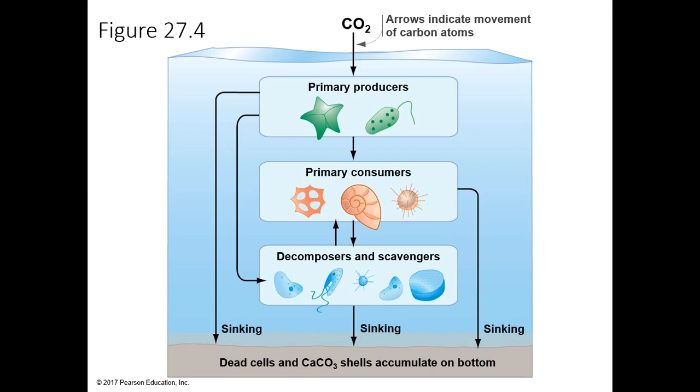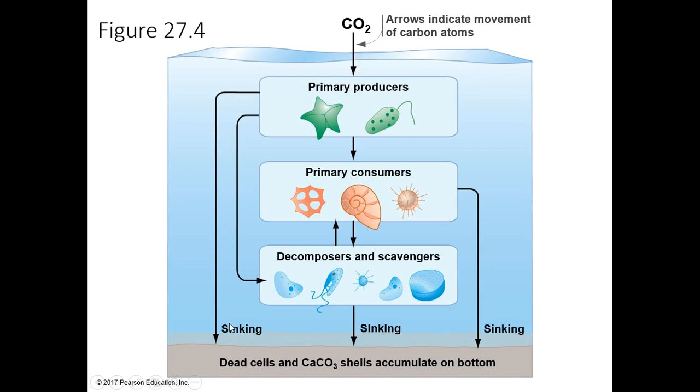Here's a look at kind of what I described here. So carbon dioxide goes into the aquatic environment, the primary producers. All right. These primary producers will be eaten by primary consumers, right? Ultimately, the carbon will go from the primary producers to the primary consumers. They'll decompose and they'll be taken out by scavengers, and the carbon will continue to sink here until it gets to the bottom of the ocean. All right. That's one pathway that the carbon can take.